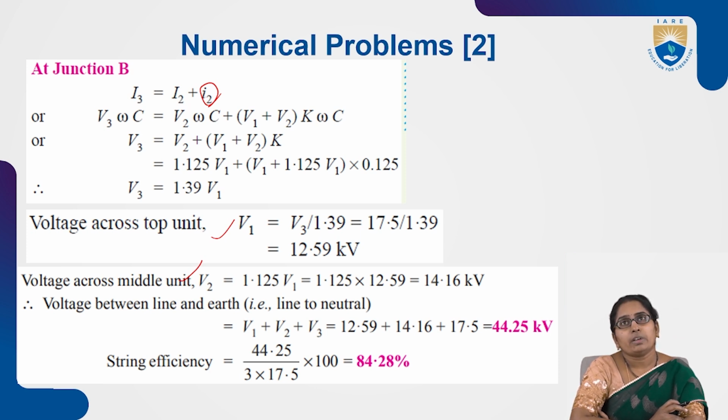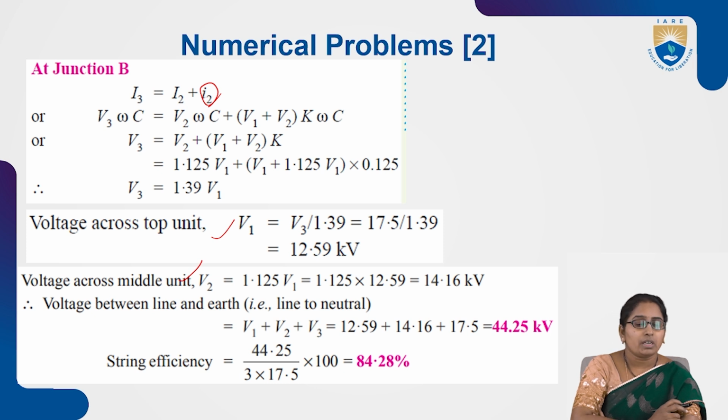So finally, according to the given question, they ask you to calculate the system line voltage, the system operating voltage, which is nothing but V is equal to V1 plus V2 plus V3. That gives the phase value of the system. With all values substituted, that is 44.25 kV.